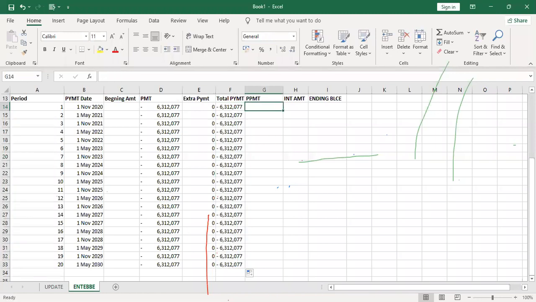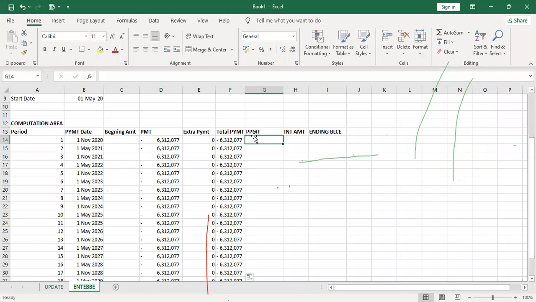Now we go to PPMT. Remember, we have said that PPMT is the principal payment. PMT, when you pay back the loan or when you make the installment, the amount you are paying has two components. It has the interest amount and it has the principal amount. So at the end of the day, you must show what is the principal and what is the interest. So put the cursor below PPMT to calculate the principal payment.